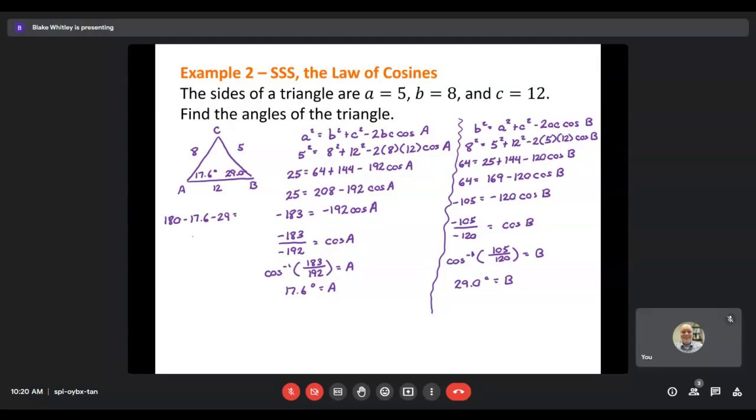So I'm just going to do 180 minus 17.6 minus 29. And that should give us 133.4 degrees. So angle C is 133.4. That's our final angle.